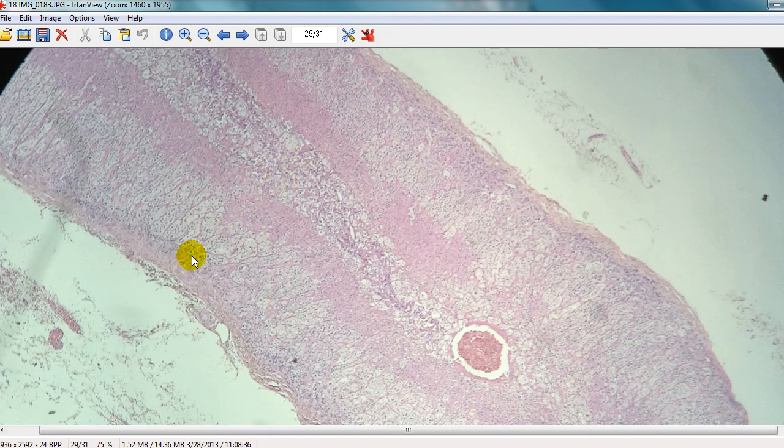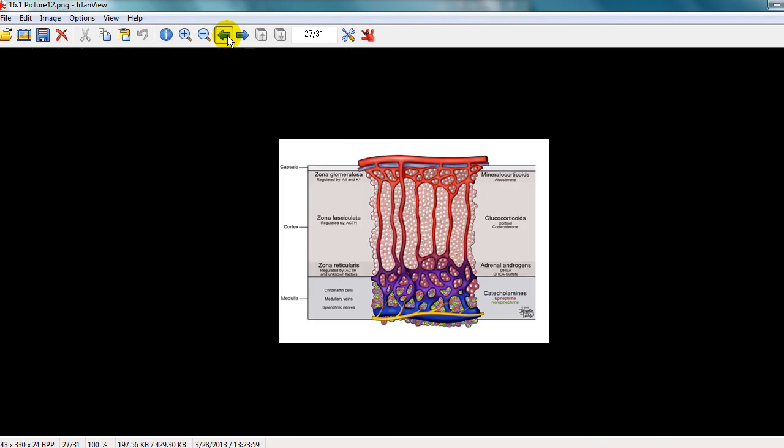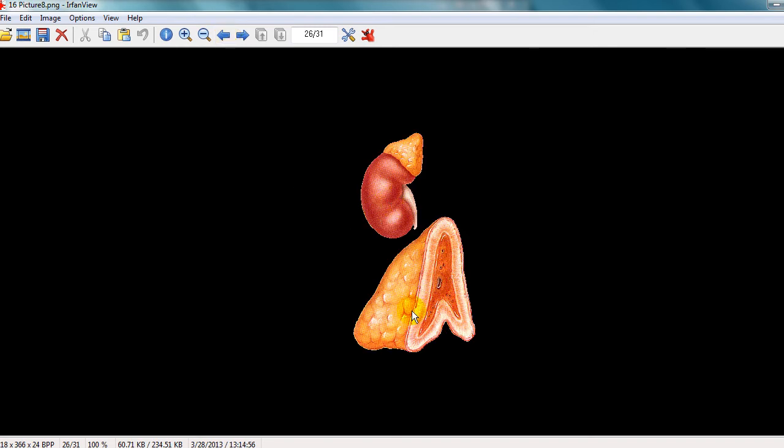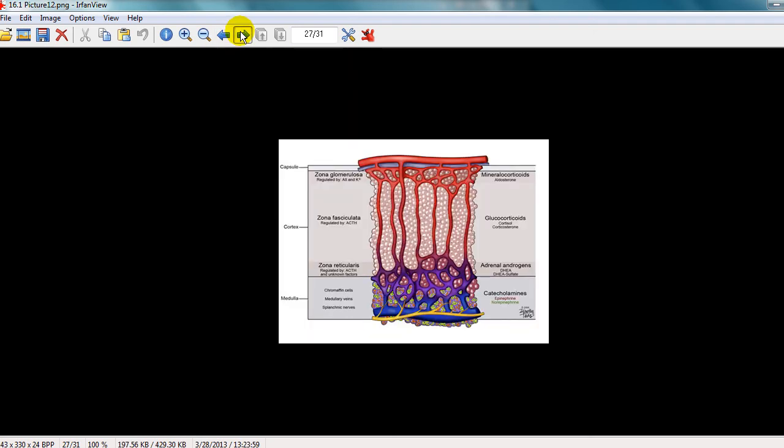And then as we move out to the other side, like I showed you in the picture, we would go in reverse order: reticularis, fasciculata, glomerulosa, and capsule. It just appears as though it's 8. It's really just one side of that image that we saw here a moment ago. And so if you make a cut through here, it's going to look like 8 layers when it's really only 4 doubled up.